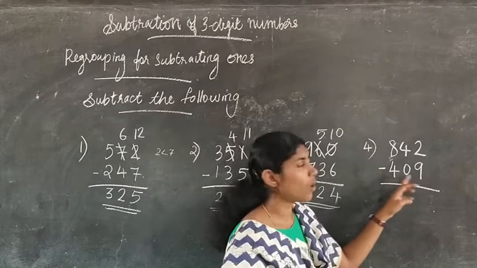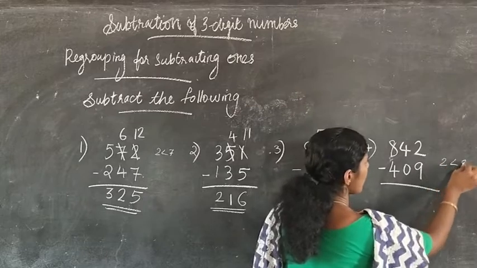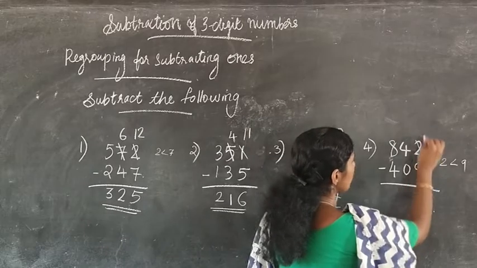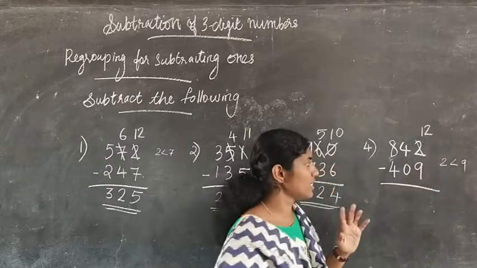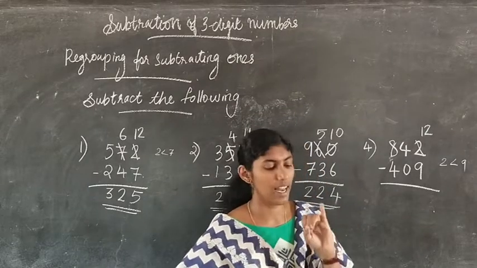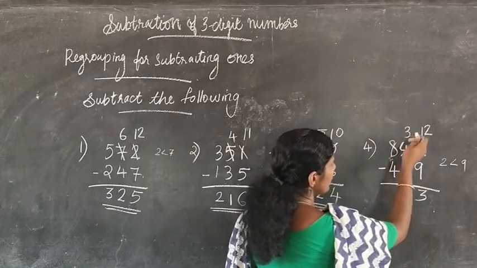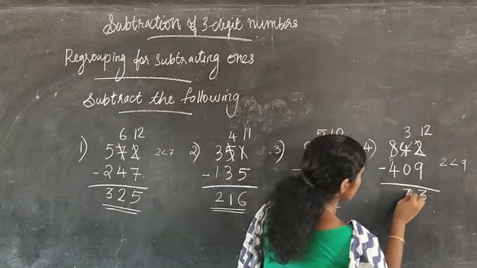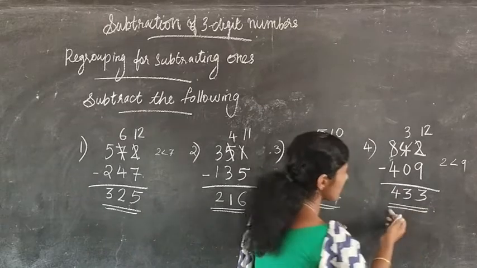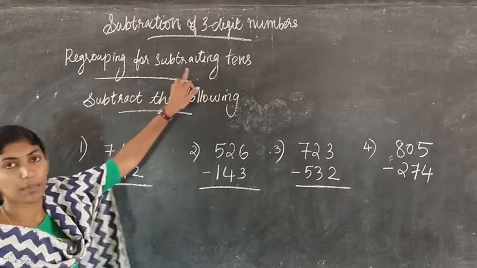Then last question, 842 minus 409. So here also 2 is less than 9. So what we have to do? We have to borrow 1 ten from this tens column and we have to regroup as 12. Then 12 minus 9. That is, we have to count forward after 9 till we reach 12. That is 10, 11, 12. So write 3 here. Then here we have only 3. Then 3 minus 0, 3 itself. Again 8 minus 4, we have 4. So the answer is 433.